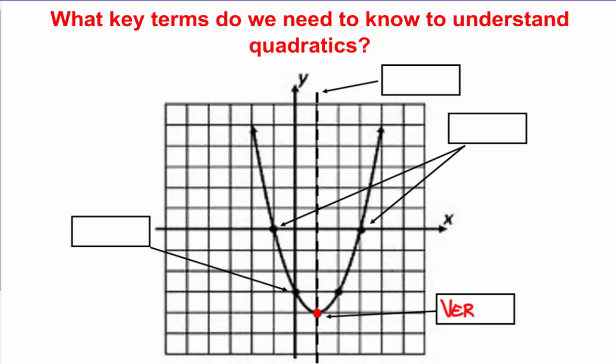Now the vertex is always, always, always either at the very bottom, meaning it's a minimum, or at the very top, meaning it's a maximum. So out here I want you to add that this is either a minimum or a maximum.